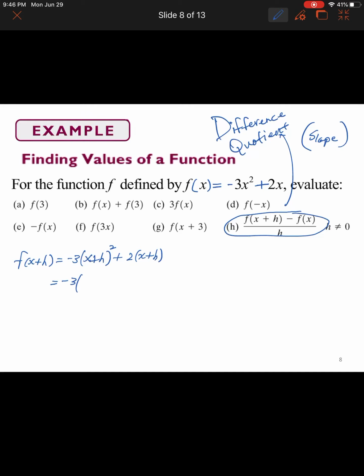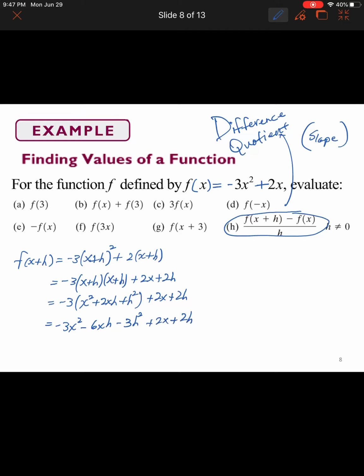We have negative 3 times x plus h times x plus h, plus 2x plus 2h equals negative 3 times, go through your whole distribution and you'll get x squared plus 2xh plus h squared plus 2x plus 2h equals negative 3x squared minus 6xh minus 3h squared plus 2x plus 2h.